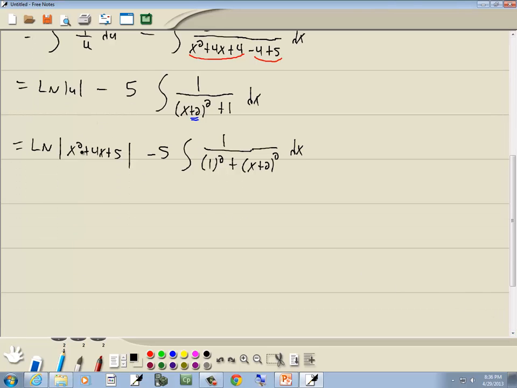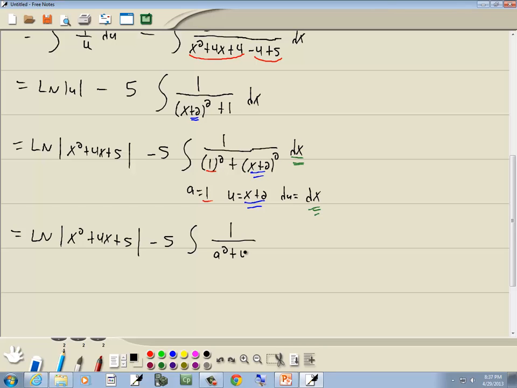Since I already plugged this u back in, I'll go ahead and use u. So a is 1, u is equal to x plus 2, du, the derivative of x plus 2 is 1, and 1 dx is just dx. So that accounts for that. x plus 2, dx. Okay, so we got natural log of the absolute value of x squared plus 4x plus 5 minus 5, integral of 1 over a squared plus u squared du. Just plugging everything in.